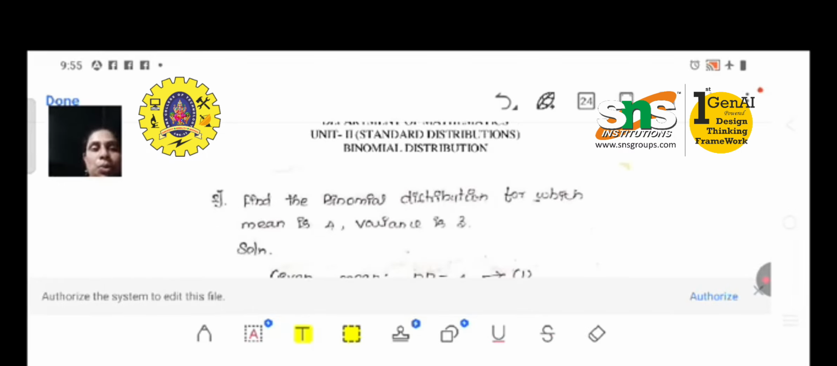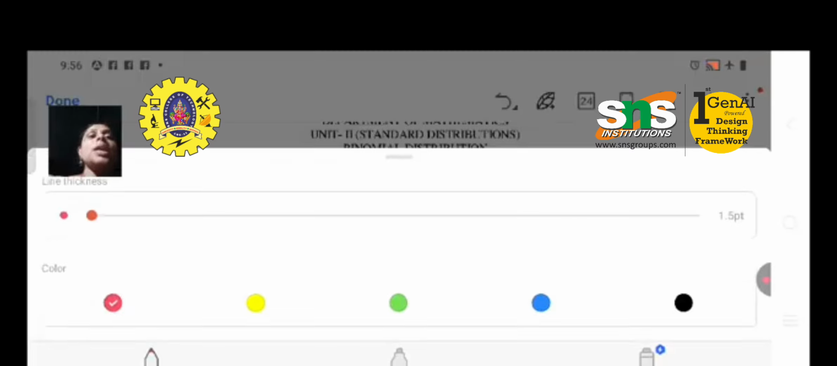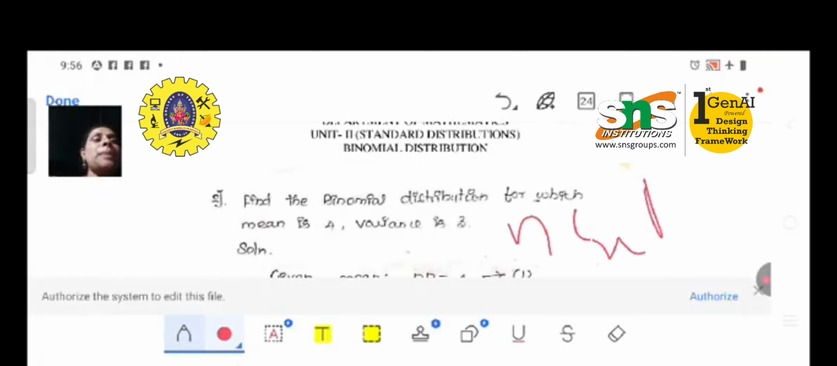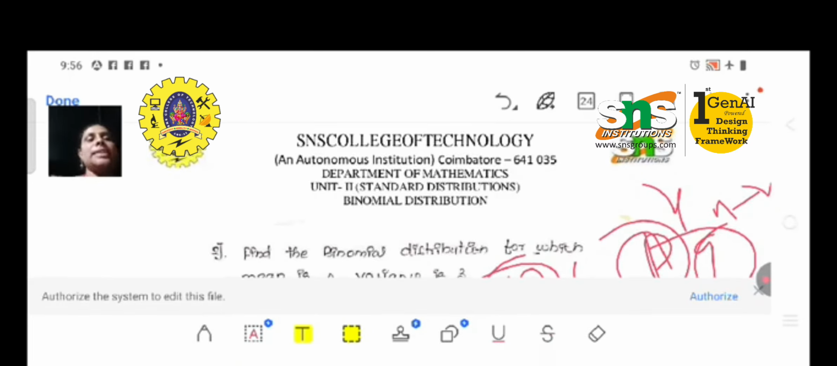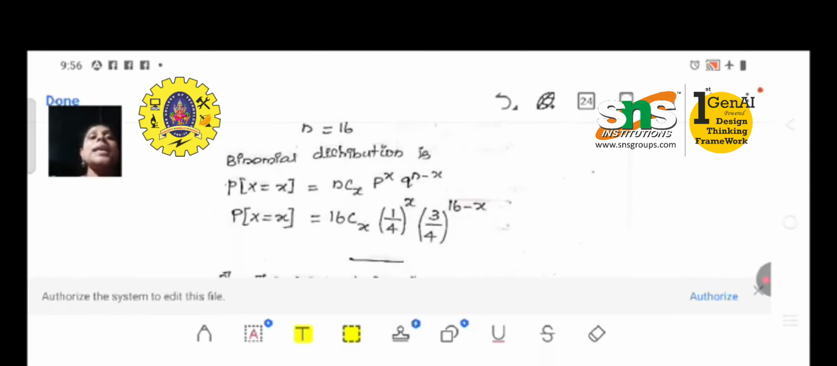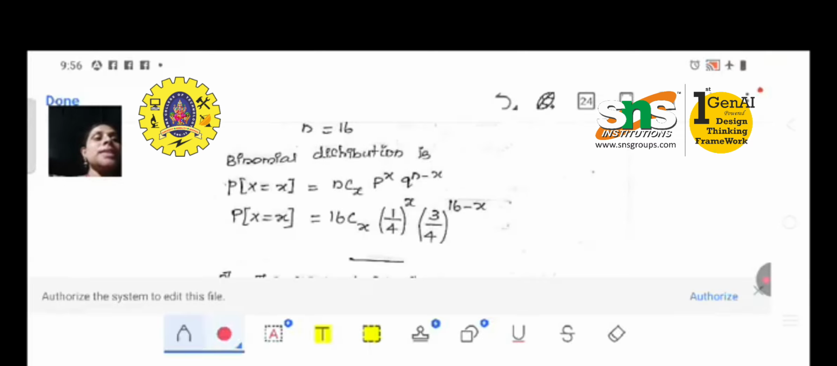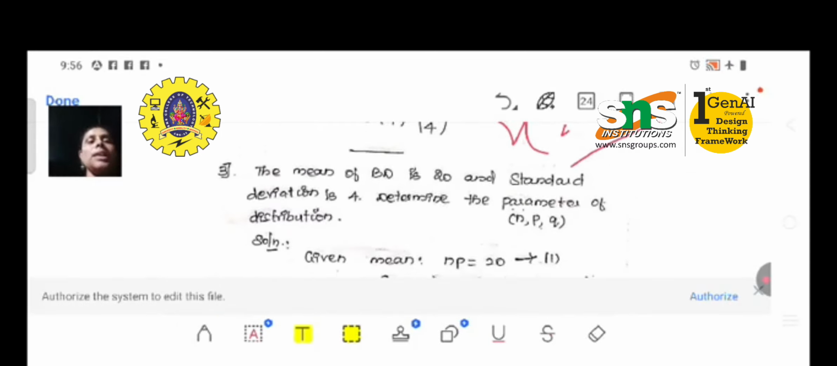Find the binomial distribution, where the mean is 4. Here also the mean and variance are given. In the previous problem we had to find the p, q, n values. Here we want to find the binomial distribution. What is the binomial distribution? It is nCx p power x q power n minus x. Similarly we find the p value, q value and n value, then substitute in this equation and we get the answer. The answer is 16Cx (1 by 4) to the power x (3 by 4) to the power 16 minus x, where x varies from 0 to 16. Okay, clear? Then we move on to the next problem.